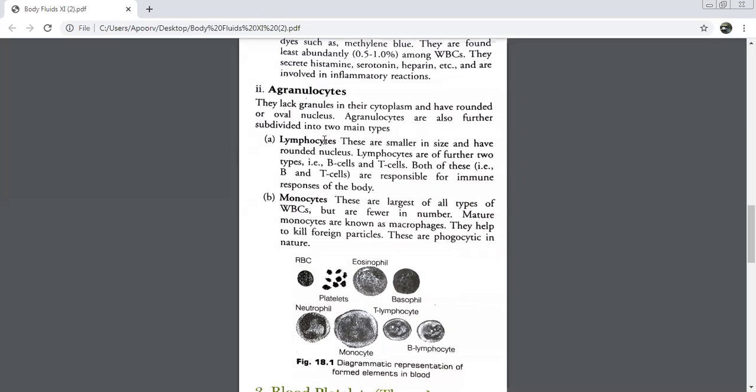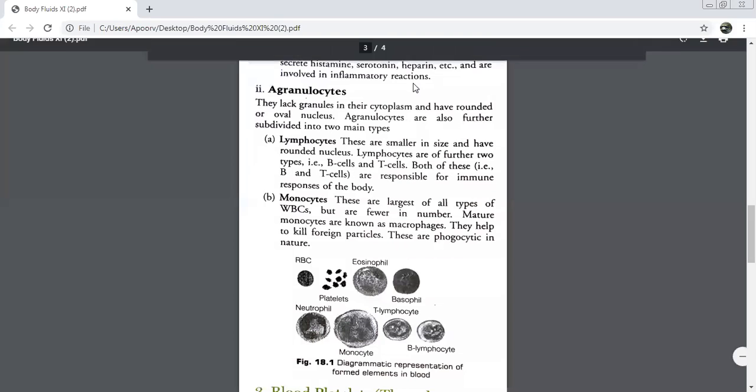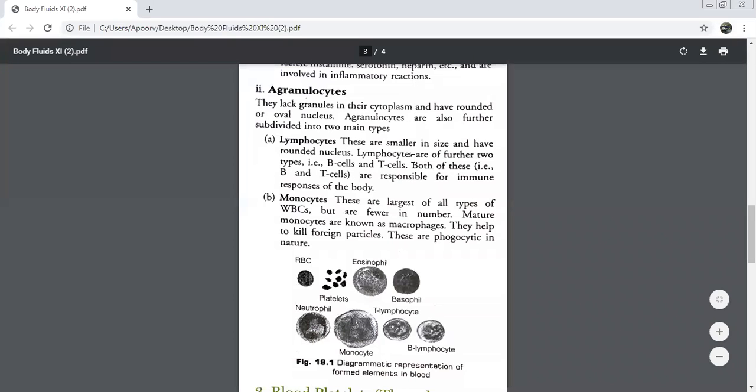So agranulocytes, I don't think I missed any word we need to discuss. They lack granules and have a round nucleus. They are divided into 2 types, lymphocytes and monocytes. Lymphocytes are small, monocytes are larger. Lymphocytes are again of 2 types, B cells and T cells. Both are responsible for immune responses. T cells can identify only viral antigens, whereas B cells can identify both bacterial and viral. Monocytes are the largest of all types.